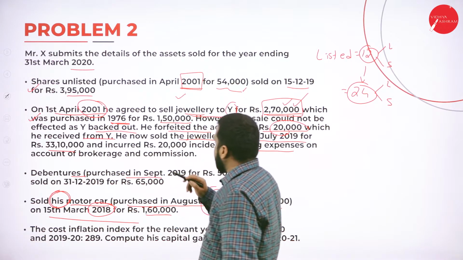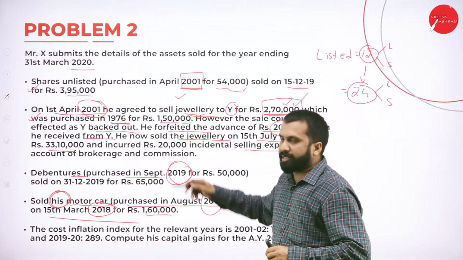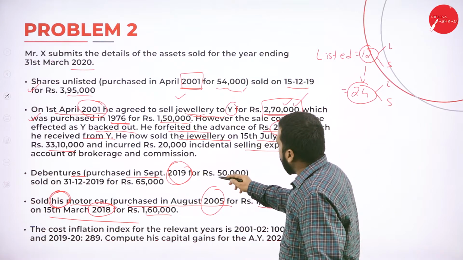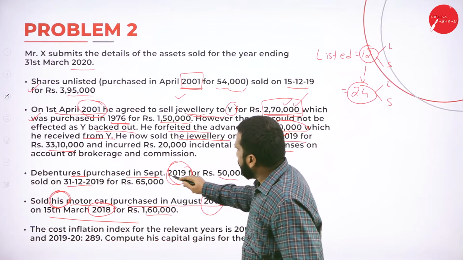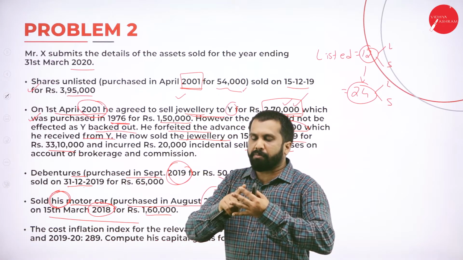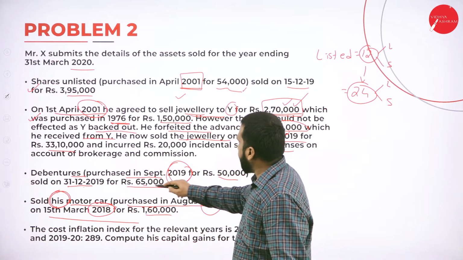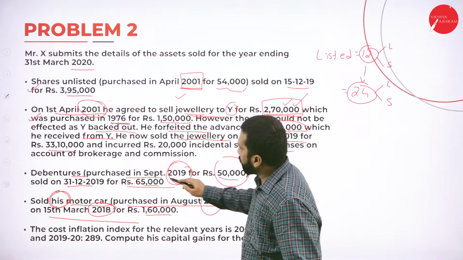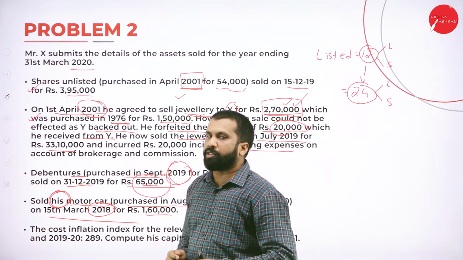Debentures purchased in September 2019, in the same year, for 50,000, sold on 31st December. September, October, November, December: how many months? Hardly 4 months. Sold for rupees 65,000, purchase price 50,000. Selling price is 65,000.